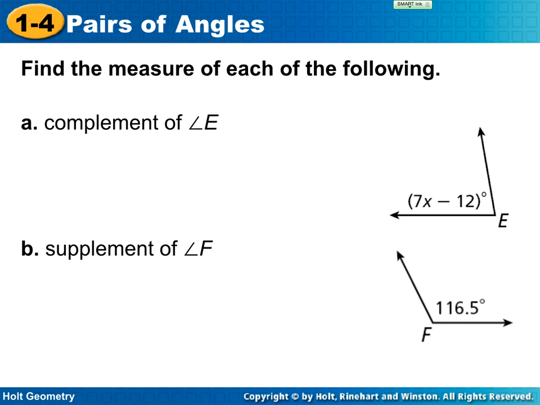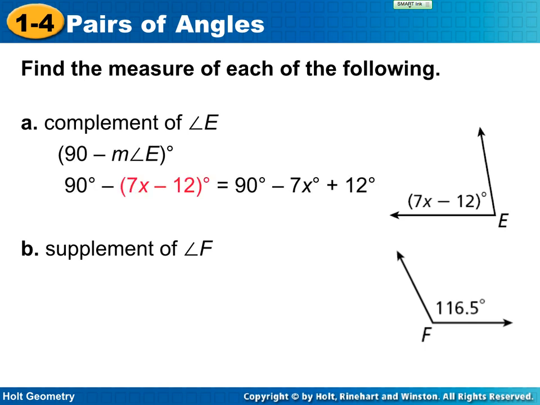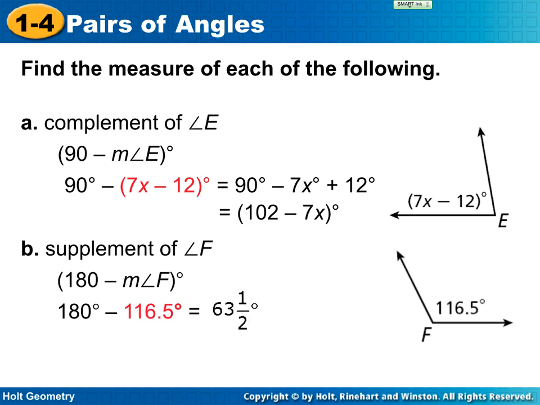Chris. What did I do? Okay, let's try this. Gotta watch your signs. Oh, oops. On the first one, 102 minus 7x. Where'd I get 102? Why didn't I get 78? Well, because you want to subtract this whole thing. So subtract 7x and subtract 12, or subtract negative 12 if you want to think of it that way. Subtract negative is adding positive. And then the second one should have been easy. 63 and a half.